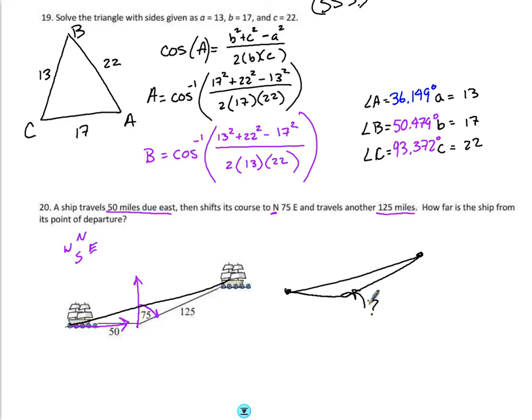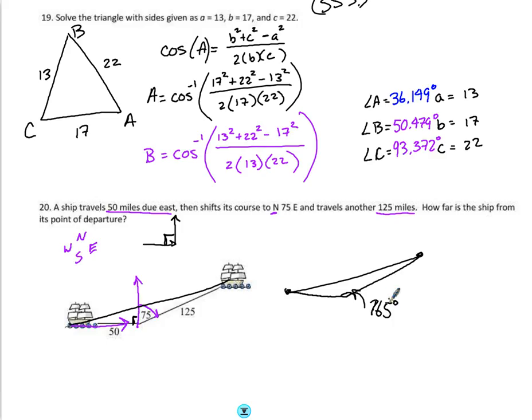It's definitely obtuse, so it's more than 90. This is 75. What's this angle right here? If I'm going from east and then I go north, it's going to be a 90-degree angle. So I'm going to go ahead and add 90 to 75 to give me 165. So that's my measure right there at that angle. I know this is 50 and this is 125.